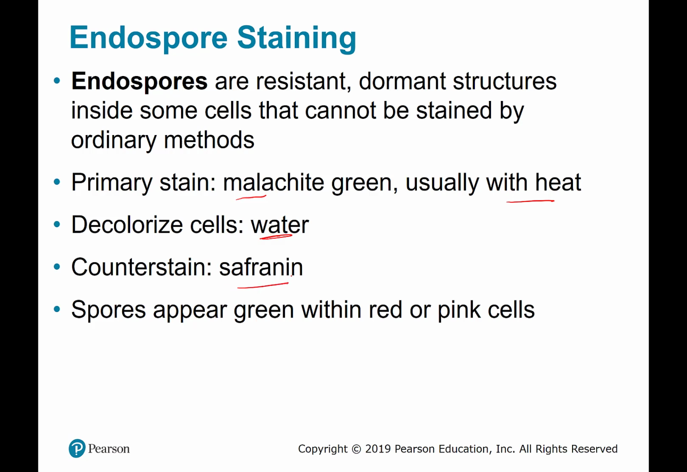And so after the staining technique, the endospores will appear green. So malachite green is green. And the vegetative cells are going to appear pink. Okay, or the mother cell will appear pink.